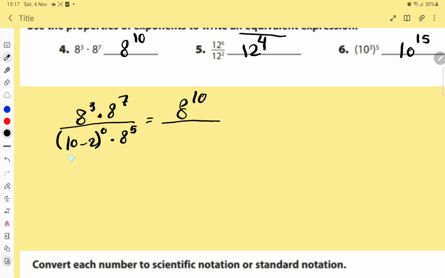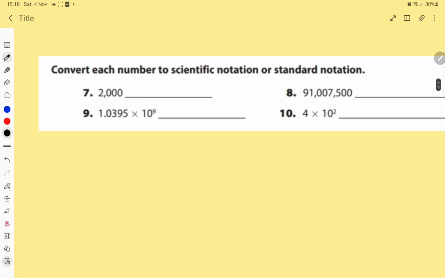10 minus 2 power 0, anything power 0 is just 1, times 8 power 5. Division, 8 power 10 over 8 power 5, keep the base as it is. Of course, this is times 1, so we can remove this. 8 power 10 over 8 power 5. Subtract the powers. Whenever there is division, I subtract powers. 10 minus 5 is 5, so it's 8 power 5. Convert each number to scientific notation or to standard notation.